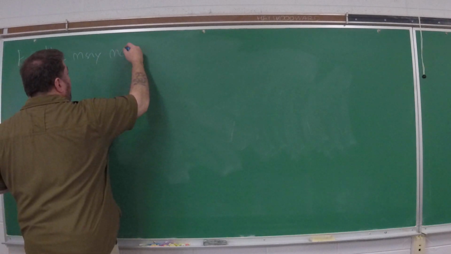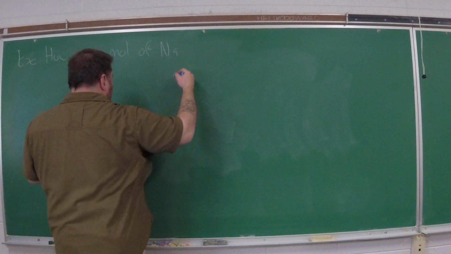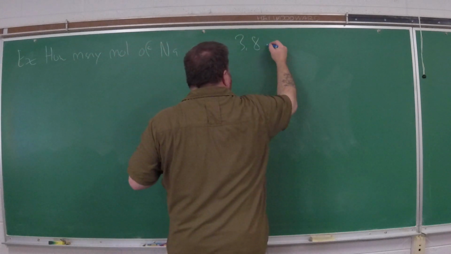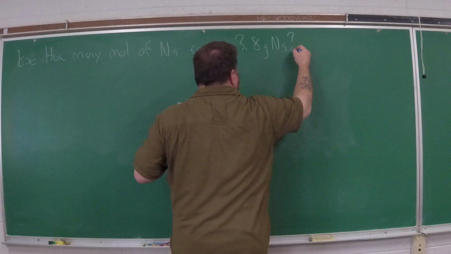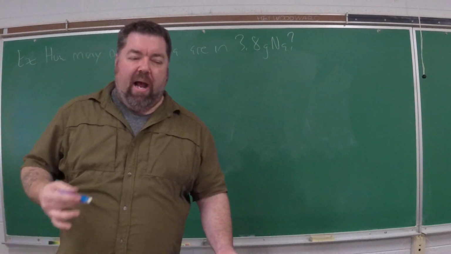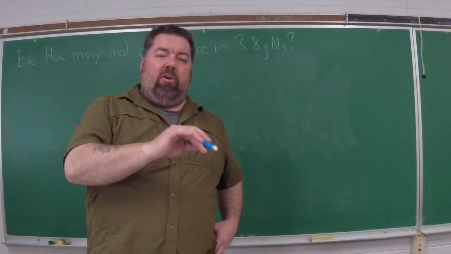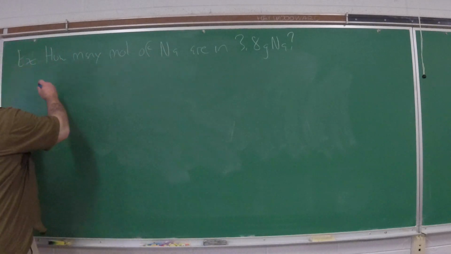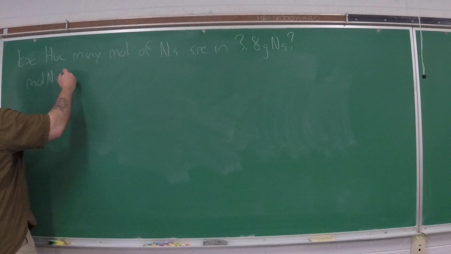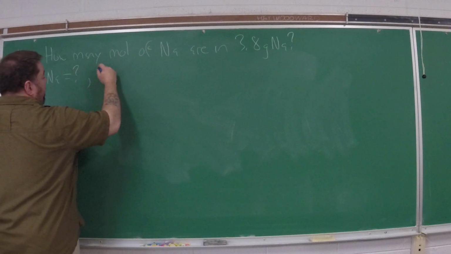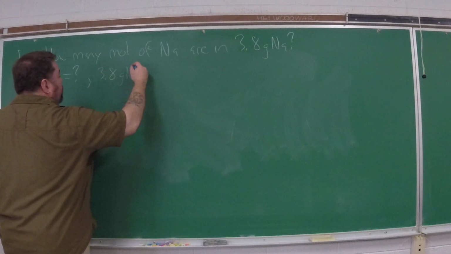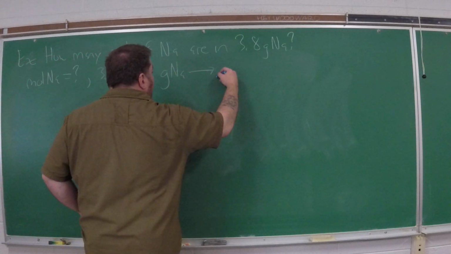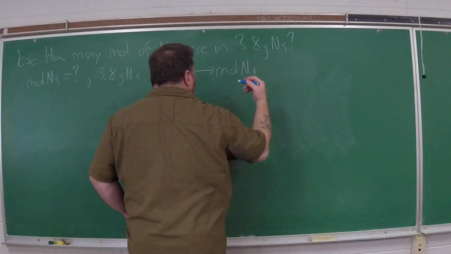How many moles of sodium are in 3.8 grams of sodium, right? So I guess I should have pointed out again, molar mass is used to go between grams and moles, or moles and grams. So here, that's exactly what we're doing. We want to know the moles of sodium. We're given 3.8 grams of sodium, so what are we going to do? Going to go from grams of sodium to moles of sodium like that.